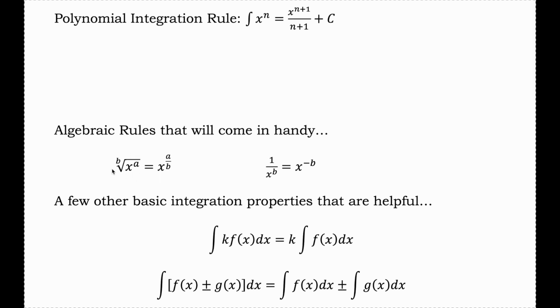Here are two important algebraic rules that will come in handy when we're using polynomial integration. One says if you have a radical, you can rewrite that radical as a fractional exponent. And our next algebraic rule that's helpful is if you have some kind of variable in the denominator of a fraction, you can bring that variable to the numerator by negating that exponent. Some basic integration properties that we might find helpful today: factoring out a constant, and if we have terms that are being added and subtracted, we can separate them over multiple integrals if necessary. Let's look at our first example.